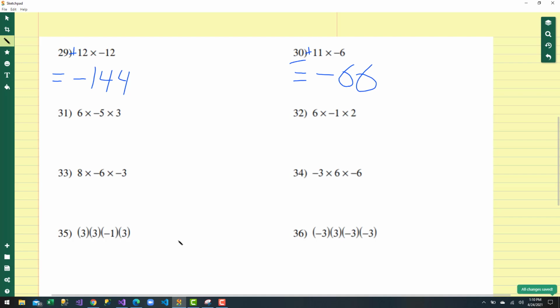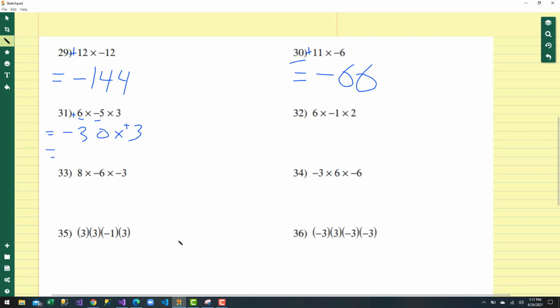Problem number 31. It looks like we have 3 numbers. Remember, don't get intimidated by how many numbers you have. Apply the same principle. Missing a sign on the 6, so that's positive. Let's go in the right order. Positive 6 times negative 5, those are opposite signs, so the answer is negative. 6 times 5 is what? 30. And now we have times a positive 3. Remember, this is a positive 3 here.